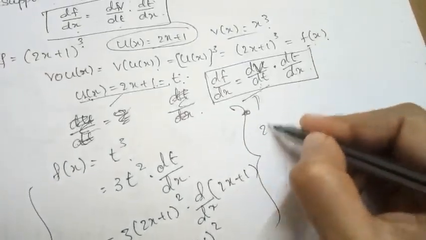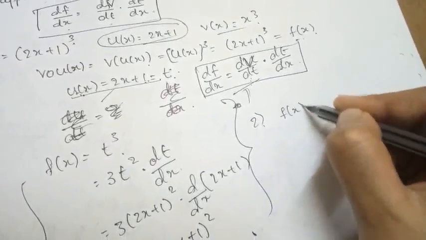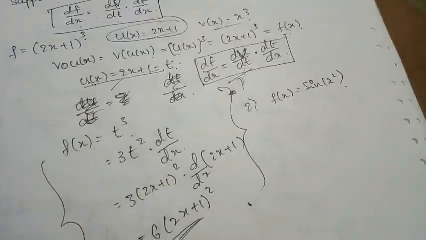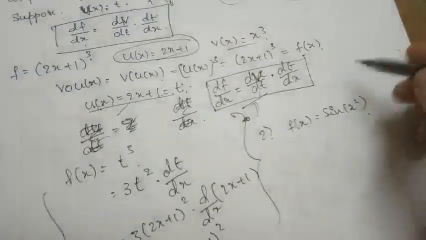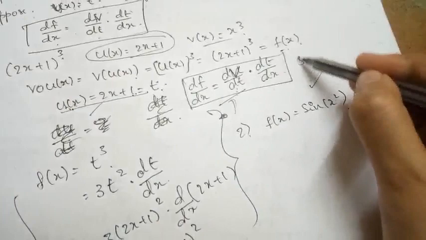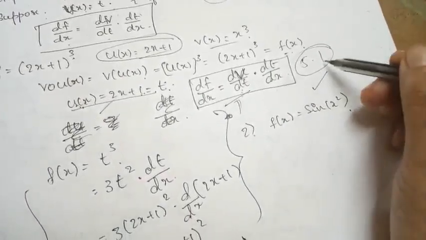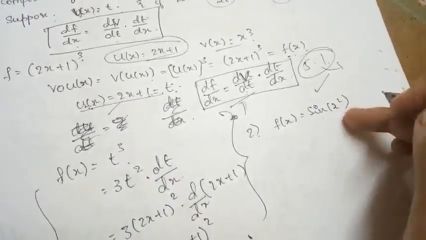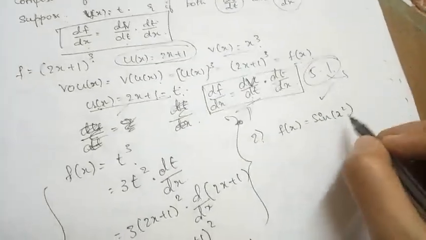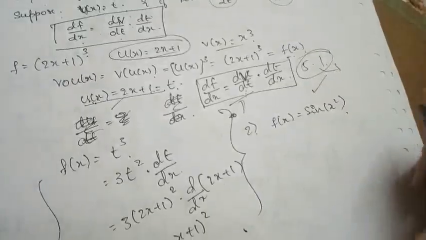So now let us consider another example, that is f of x is equal to sine x square. Clearly this is a composition of two functions, which we have already seen in the exercise of 5.1. We are solving the 5.1 exercise. We have come across this sine x square. It is a composition of two functions, right?